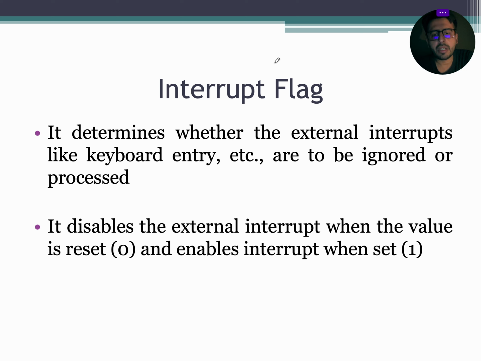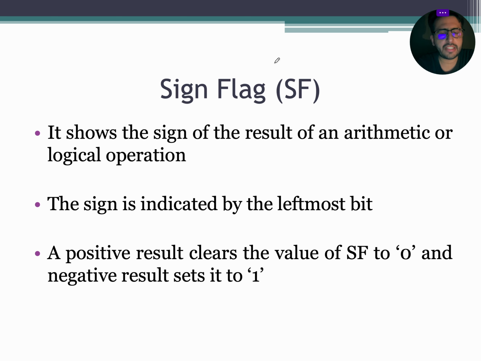For example, divide by 0 is an illegal instruction, so it will ignore this instruction and move to the next instruction. For all the legal instructions and values, the interrupt flag remains 1. Now let's discuss the next flag, that is the sign flag. The sign flag shows the sign of the result of an arithmetic or logical operation. The sign is indicated by the leftmost bit. A positive result clears the value of the sign flag and a negative result sets the value of the sign flag.